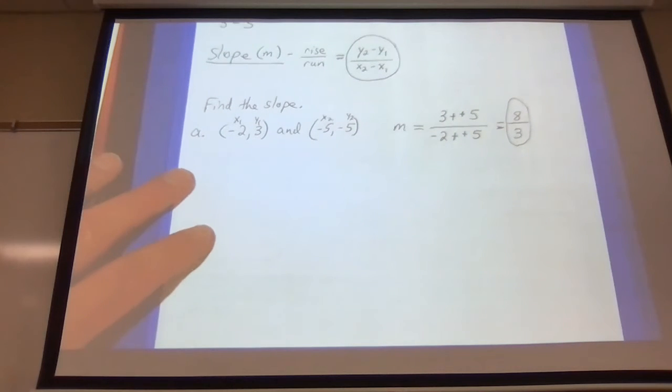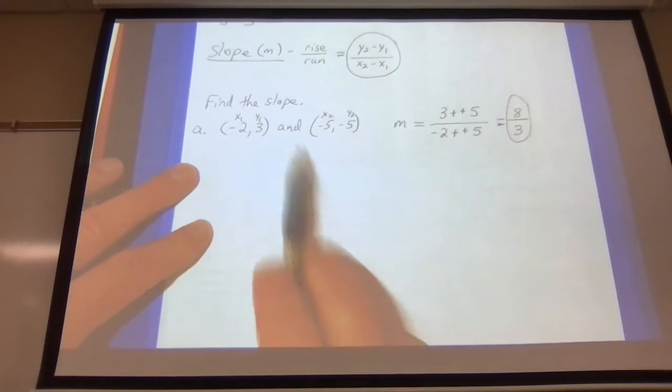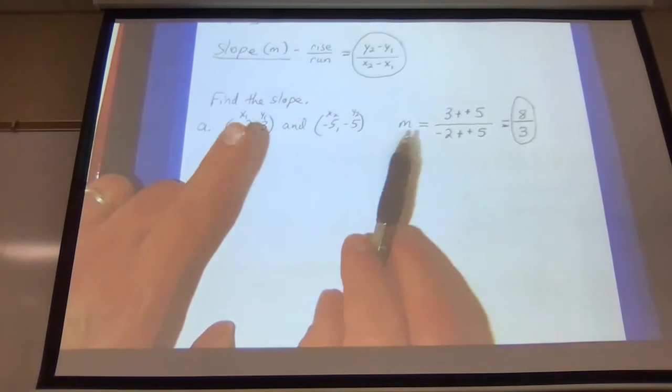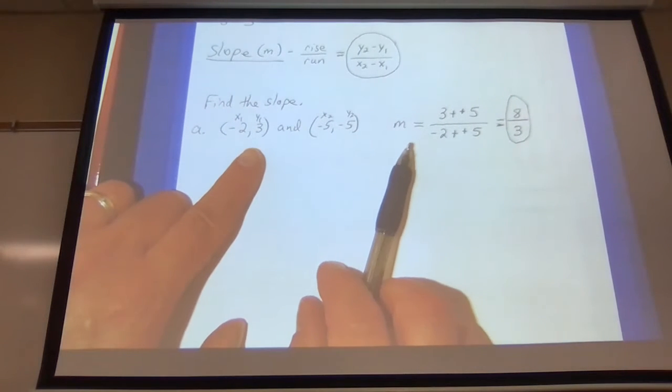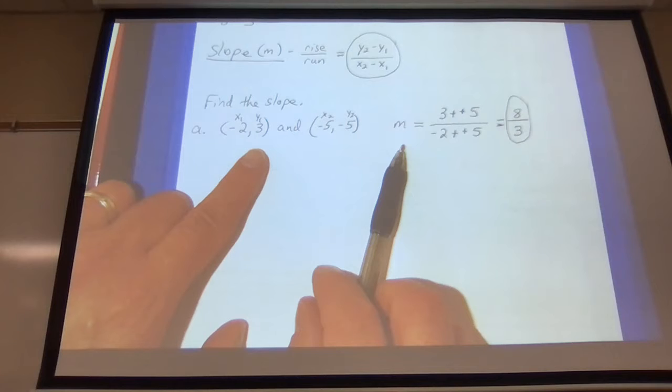All right, that should be nothing new to you. You should have done that last year. Any questions on how we did slope here? Anybody need to see another one with slope?